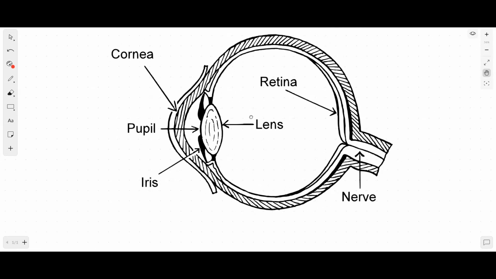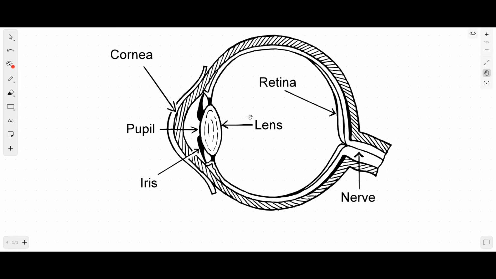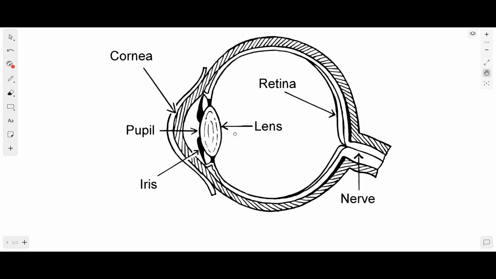Now let's try to connect everything now. First, we'll go with a little biology lesson really quickly. This is a cross-section of your eyeball. At the front of your eye, you have the cornea, the pupil, and the iris.